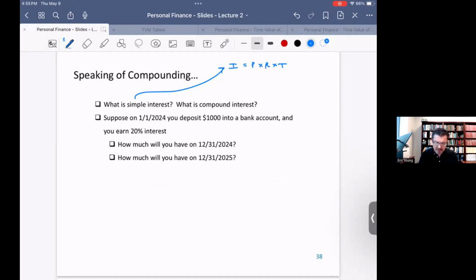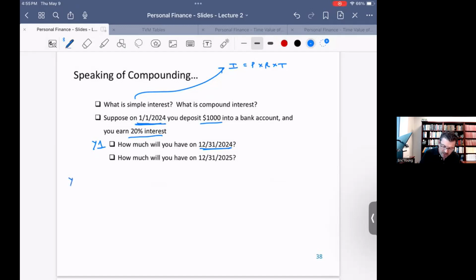So with that said, let's jump into a little sample question. Suppose that on January 1st of 2024, you put $1,000 into a bank account, and that money is going to grow at 20% interest. So we have a question here. In year one, in the time period between 1/1 and 12/31, how much money will you earn? In other words, how much will you have on 12/31? And we can do this with this formula. We can just do it right here.